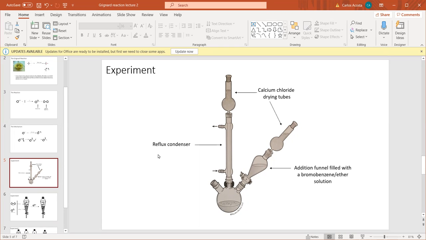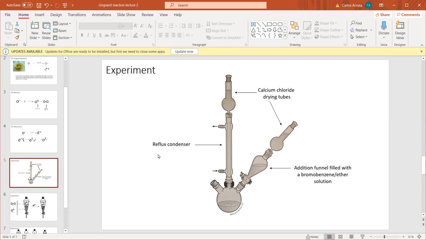There's no more bubbling. And once that occurs, we will quickly take our solution and add it to a beaker containing solid dry ice. While we're adding it to the beaker of solid dry ice under the hood, we will be stirring it to make sure that the contact is good. And after that, once we've added all of it, we will slowly add some dilute hydrochloric acid to it just to protonate our carboxylate intermediate.